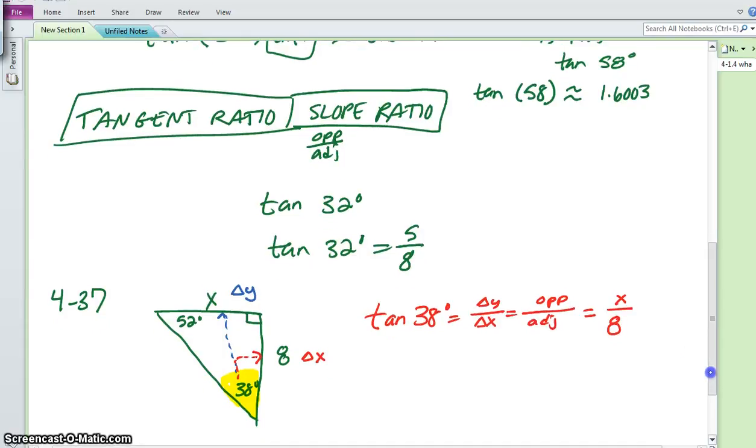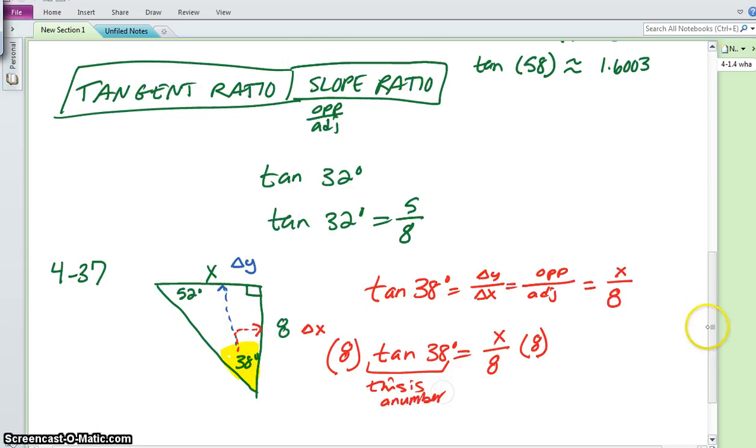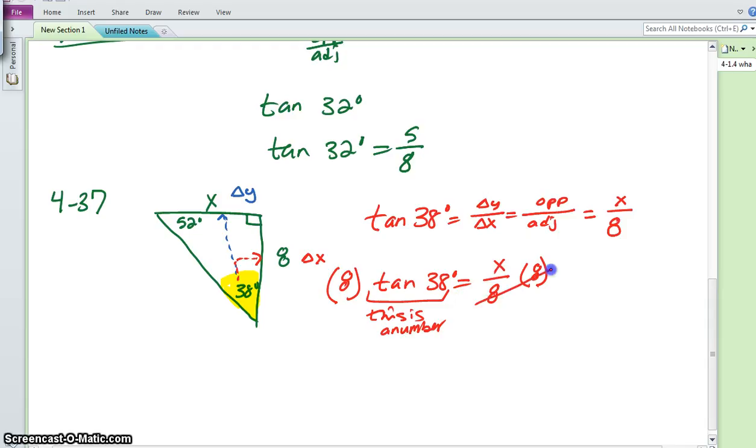So in order to solve for X, and here's where the formatting comes in, with an equation like this, tangent of 38 degrees equals X over 8, we're going to use a fraction buster technique to multiply both sides of the equation by 8. Tangent of 38 is just a number. Your calculator knows this number. This denominator was reduced to 1. So X is given as 8 times the tangent of 38.